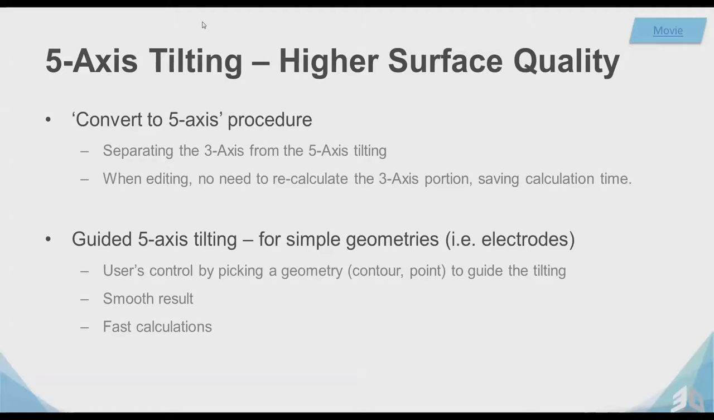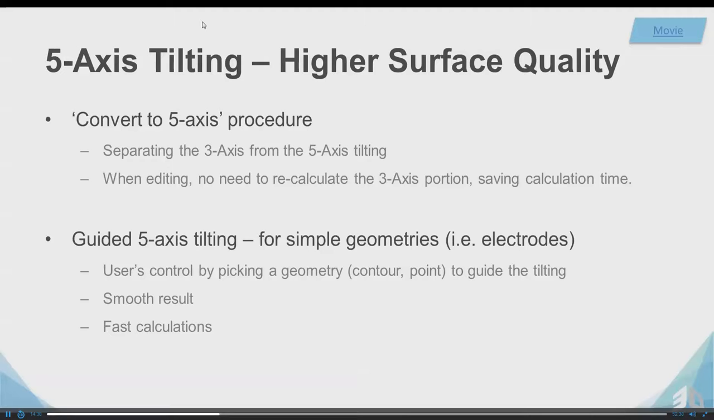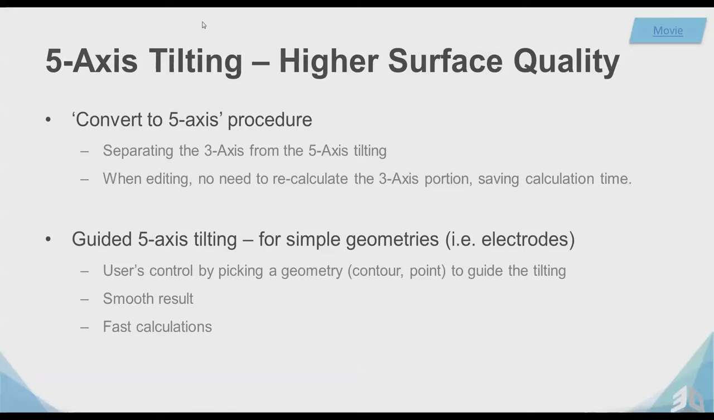Higher surface quality with 5-axis tilting, we can convert 3-axis toolpath into 5-axis. We separate the 3-axis from the 5-axis operation. So while editing the 5-axis portion, there is no need to recalculate the 3-axis portion. We are saving calculation time. We are more flexible.